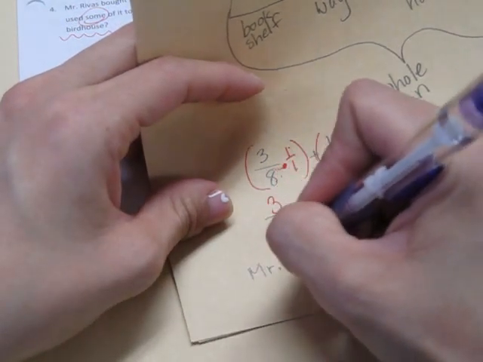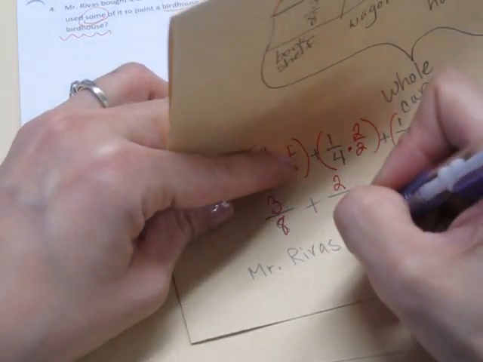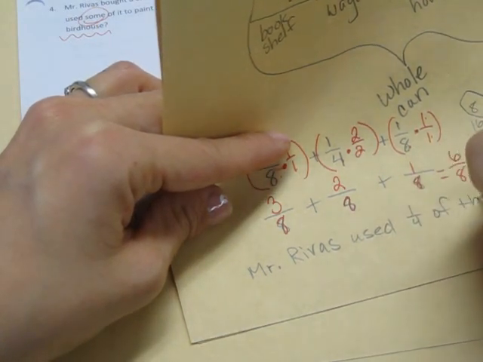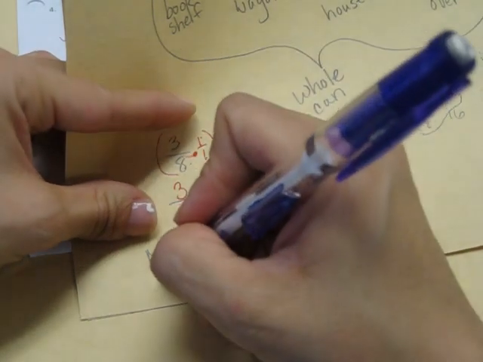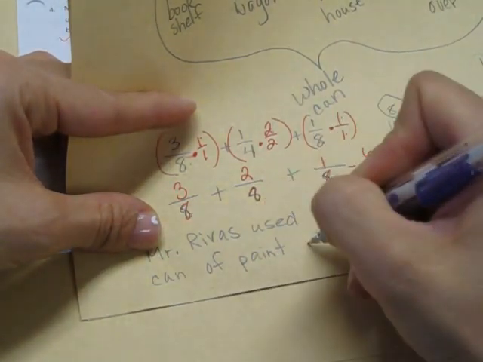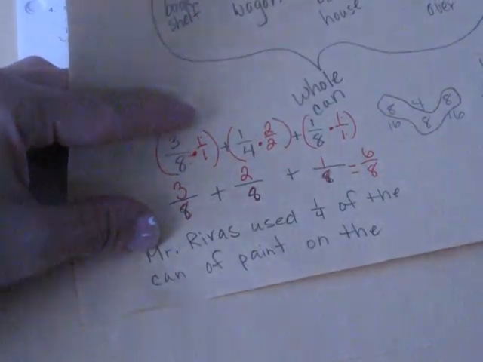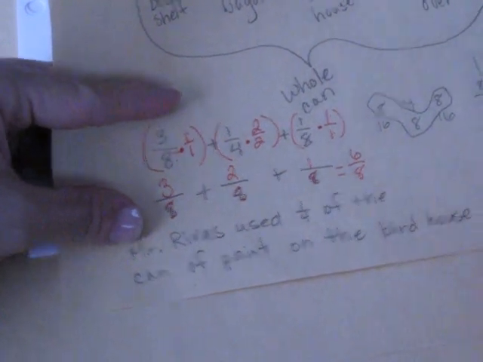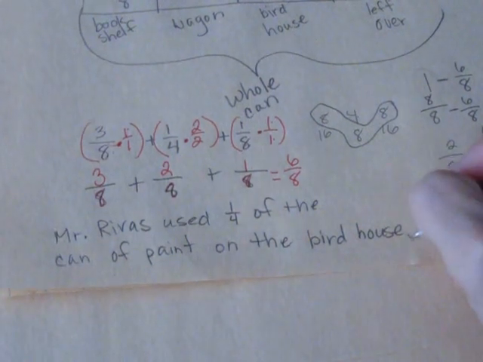So my sentence would be, Mr. Rivas used 1/4 of the can of paint on the birdhouse. There we go. Period. Alright, let's go ahead and do number 5.